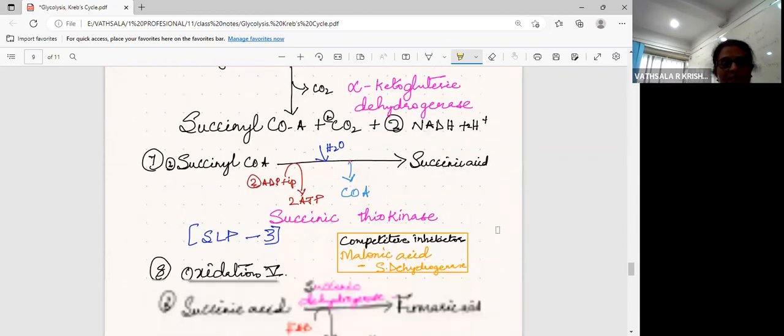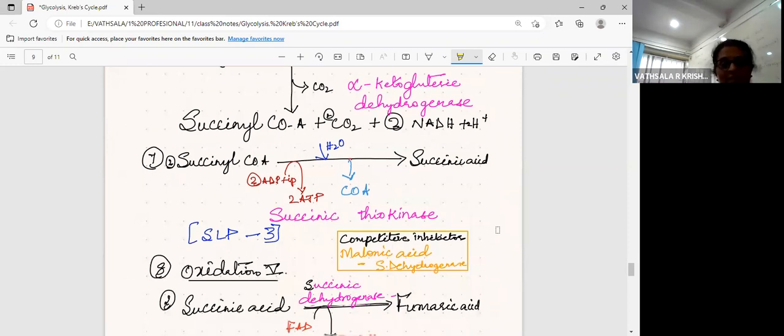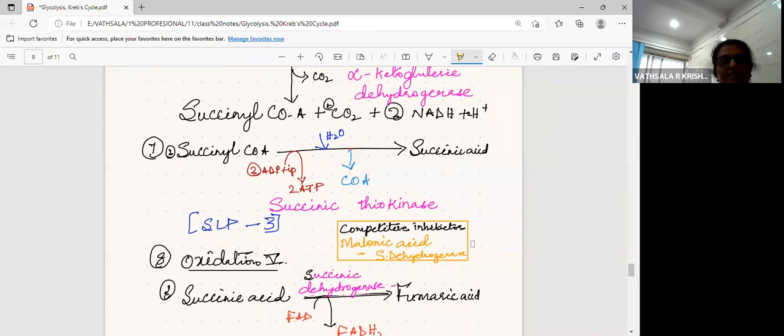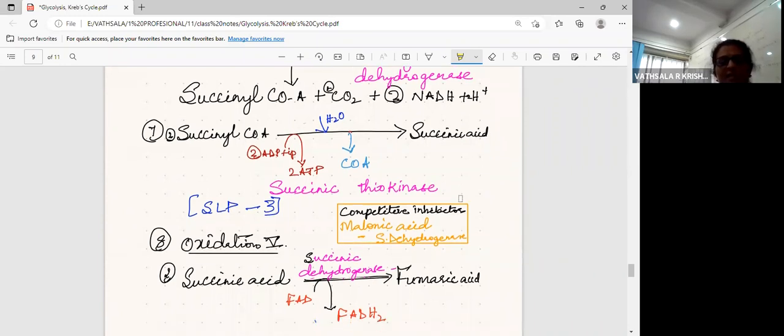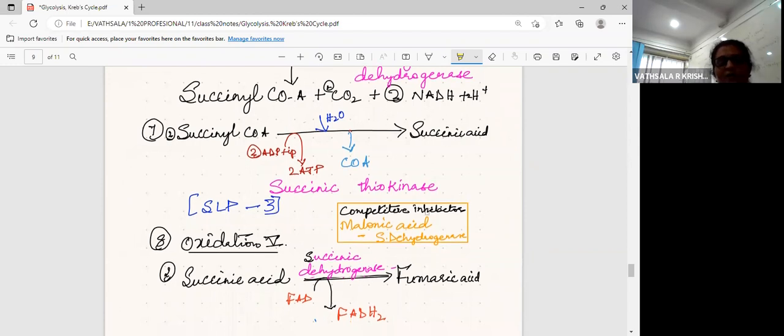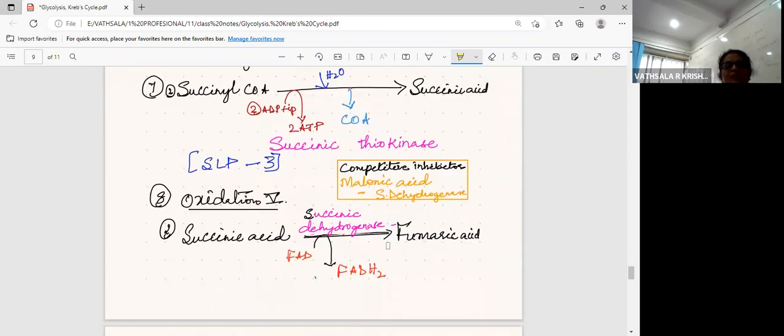Succinyl coenzyme A becomes succinic acid by succinothiokinase, with the release of coenzyme A. Water is added and this step is not given, I think. So this step is not very important, but this succinic acid becomes fumaric acid, and succinic dehydrogenase is the enzyme given here, and this is oxidation 5.